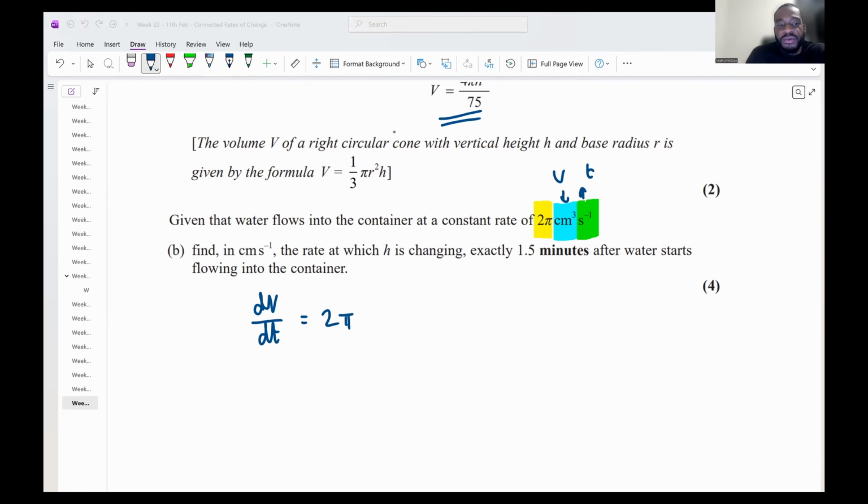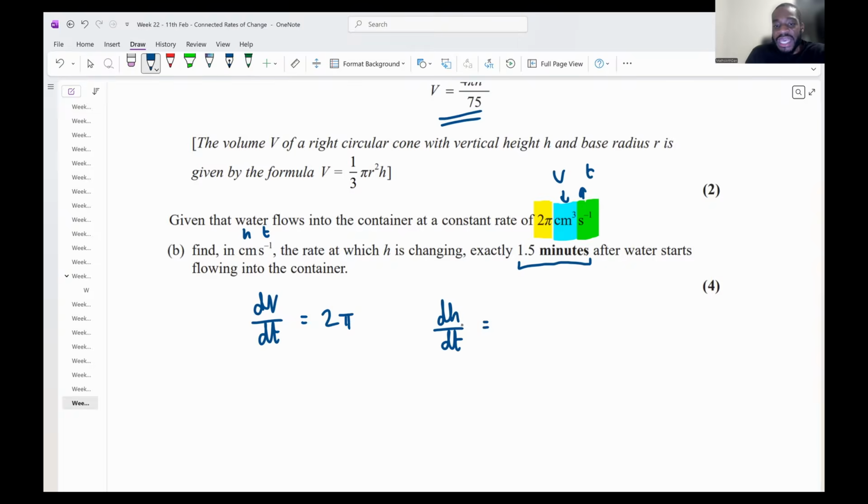Yeah. Now, what are we trying to find? Find in centimeters per second the rate at which h is changing. Centimeters, that's a height. Second is a time. Rate. They're asking us to find dh/dt, right? Exactly 1.5 minutes after water starts flowing into the container. Okay, so there's a bit going on here.